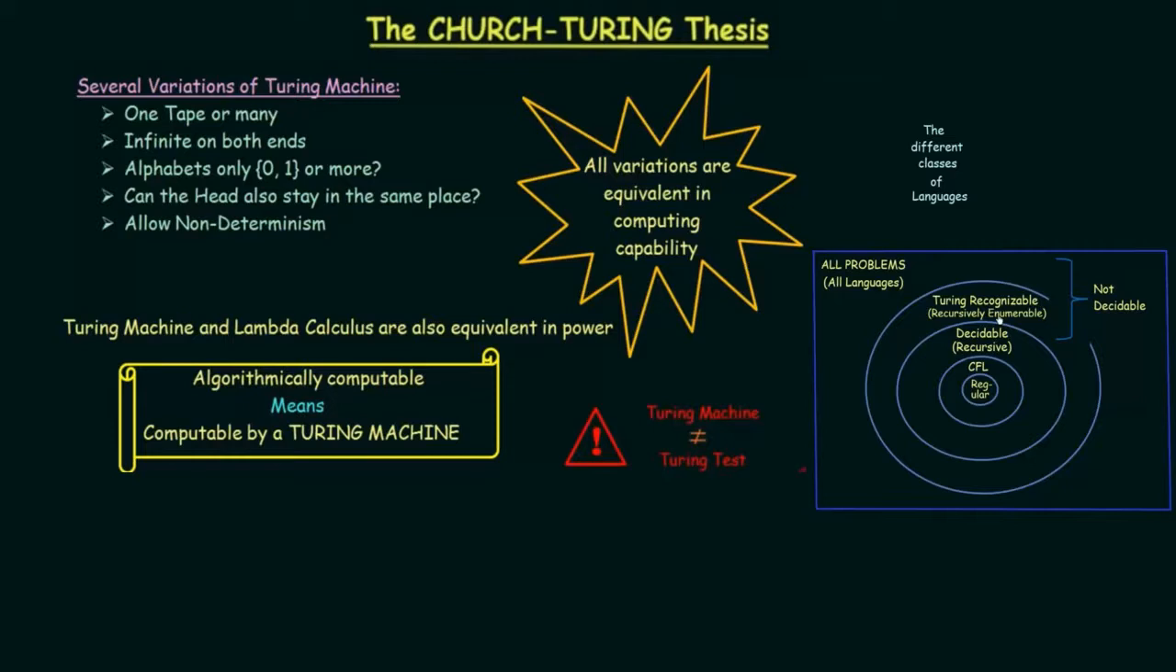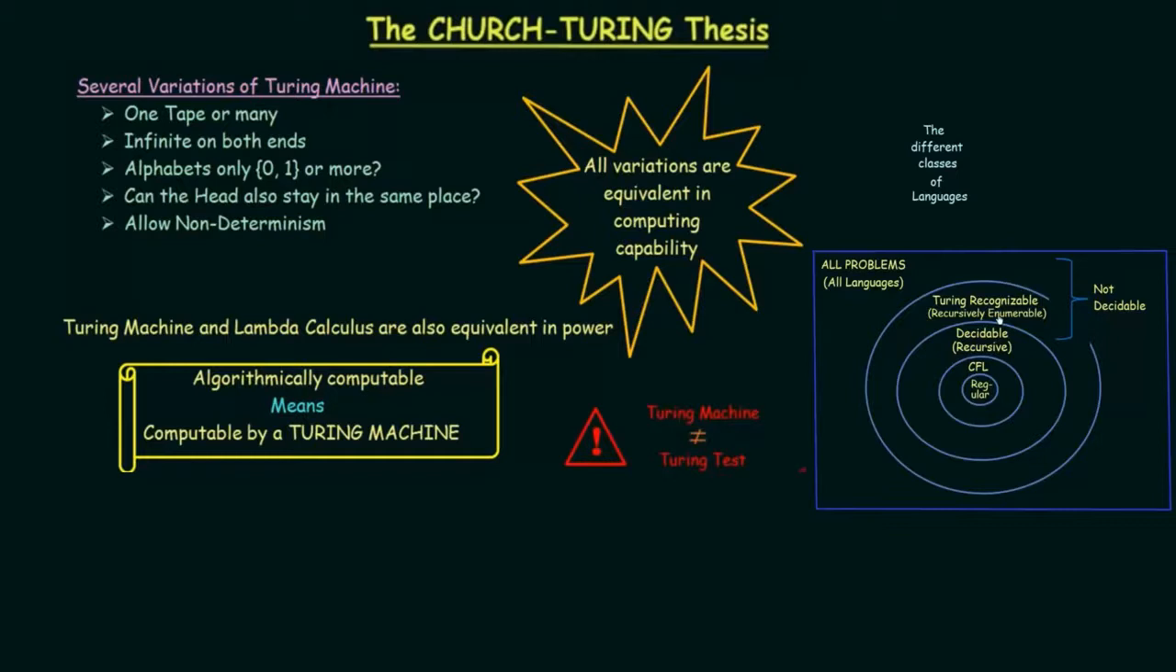So, according to both of them, Alonzo Church and Alan Turing. According to Alonzo Church, whatever is accepted by lambda calculus or programmable by lambda calculus will be said to be computable.